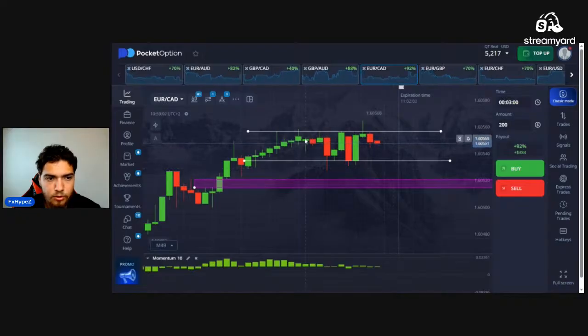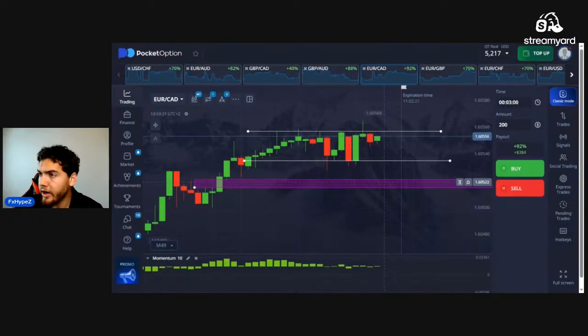Now, price is moving sideways here on the 1 minute, which is throwing me off a little bit, but that does tell me that price may just come down here. And I don't mind that, because at some point we're going to get a breakout either way.